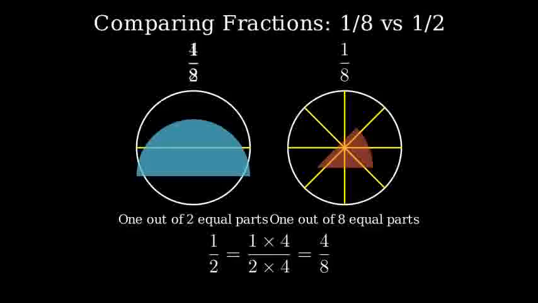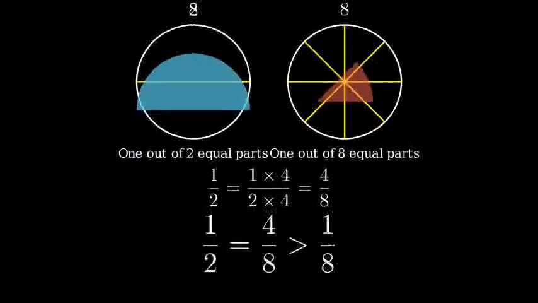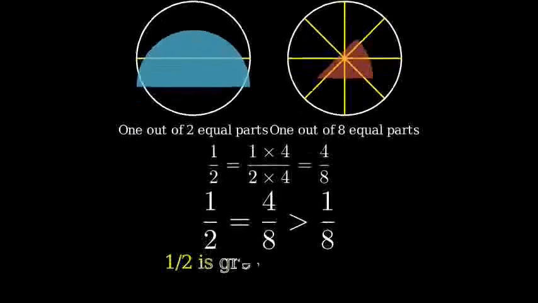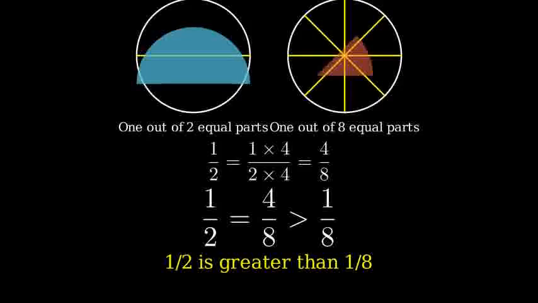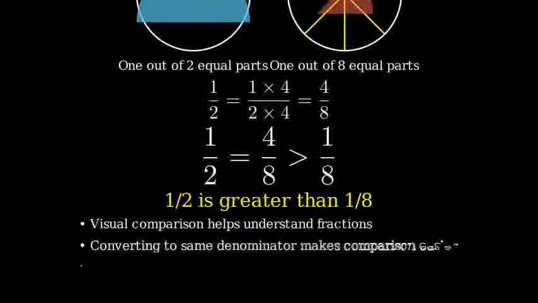Now we can easily compare the fractions. 4/8 or 1/2 takes up 4 parts out of 8, while 1/8 only takes up 1 part out of 8. Therefore, 1/2 is greater than 1/8. This visual representation helps us understand why 1/2 is greater than 1/8.